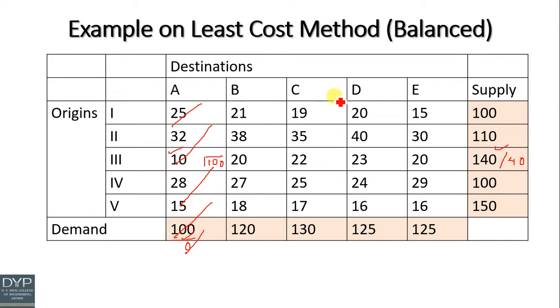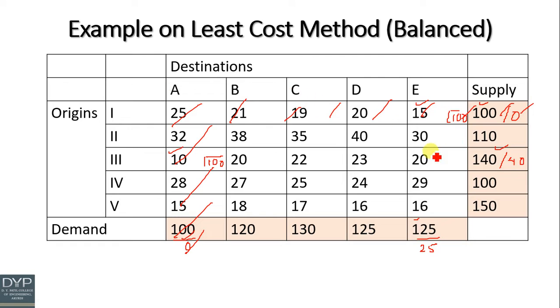Now again, with the remaining matrix, find out which is the lowest cost cell. After going through this, you will see that 15 is the lowest cost. So I will be assigning the minimum of 100 and 125, which is 100. So my supply is exhausted, so I am removing that, but here the demand remaining is 25.